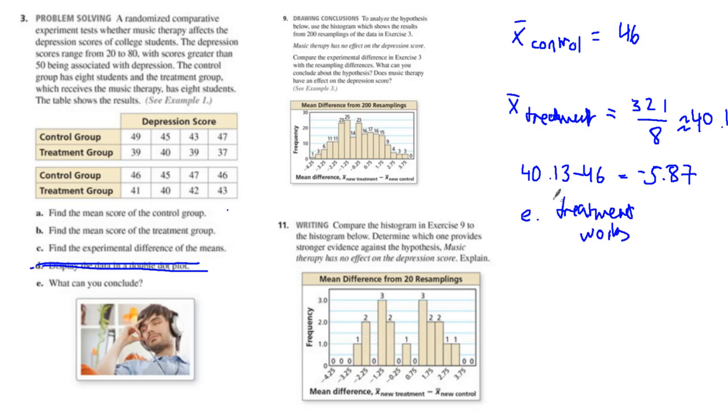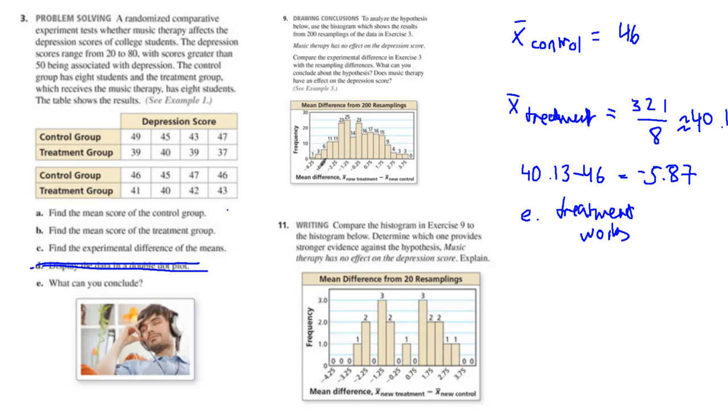Okay, number 9. To analyze the hypothesis, use the histogram, which shows the result of 200 resamplings. Right, music therapy has no effect on the depression score. And compare the experimental difference in exercise 3 with the resampling differences. Does music therapy have an effect on the depression score? So the mean difference is new treatment subtracting new control.